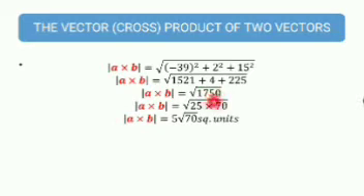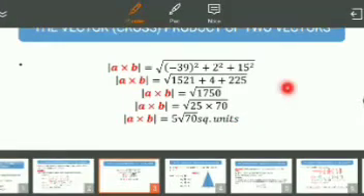This one is the same thing as 25 multiplied by 70. Then the square root of 25 is 5, then root 70. So this one will now serve as the area of the parallelogram, which is equal to 5 root 70 square units. Is that clear? Now let's look at the second one here.